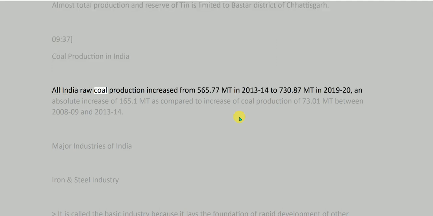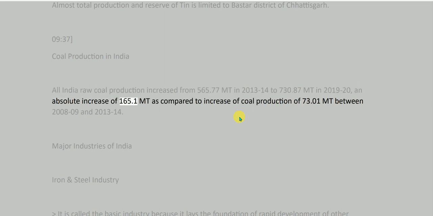All India raw coal production increased from 565.77 metric tonnes in 2013-14 to 730.87 metric tonnes in 2019-20, an absolute increase of 165.1 metric tonnes, as compared to an increase in coal production of 73.01 metric tonnes between 2008-09 and 2013-14.